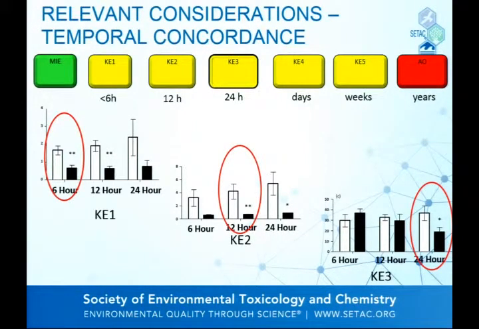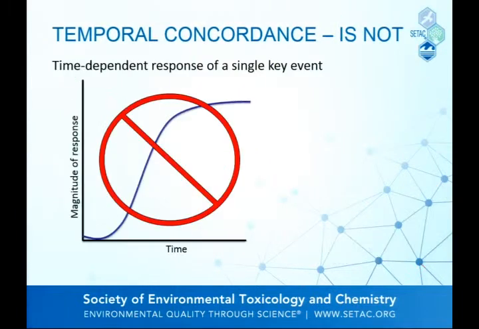This is an example from a case study from group 1 that was working on the aromatase example. These are real data generated in the lab pertaining to key events 1, 2, and 3 in this pathway. So basically showing the effect on estradiol synthesis in the ovary. You can see impacts on that within 6 hours. We don't actually see impacts on circulating concentrations in the plasma until 12 hours. No impacts on vitellogenin until 24 hours. So again, entirely consistent with temporal sequence of those events.